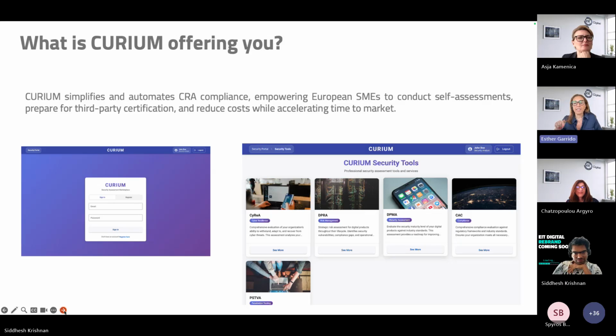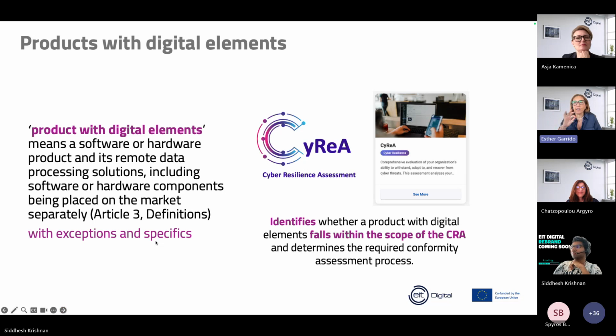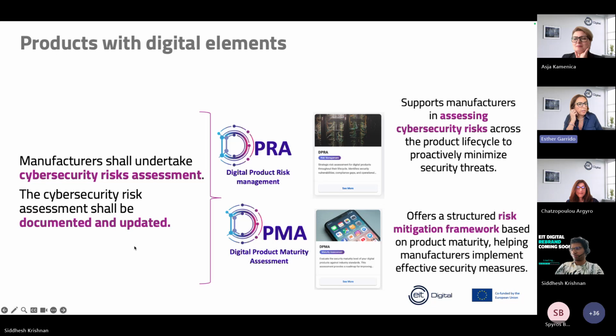If you go to the next slide, please, Sidesh, let's connect a bit the dots. Iro has been talking about the products with digital elements. So, Curion has one of the tools that identifies whether a product with digital elements falls within the scope of the CRA. In the next slide, we will see, for example, about the cybersecurity risk assessment. We have two different tools that help with this, assessing cybersecurity risk, or offering a structural risk mitigation framework.